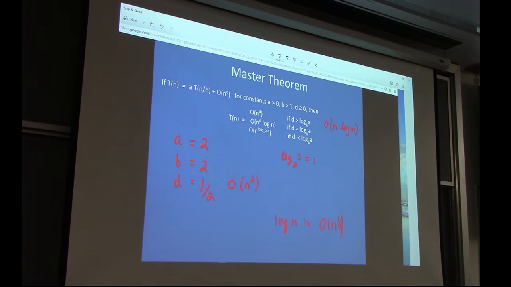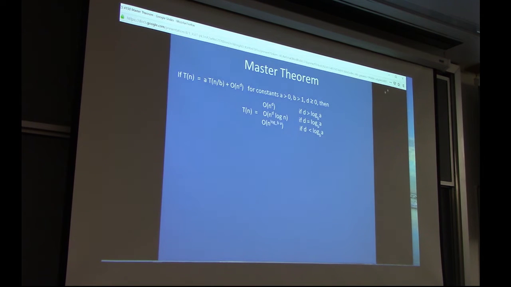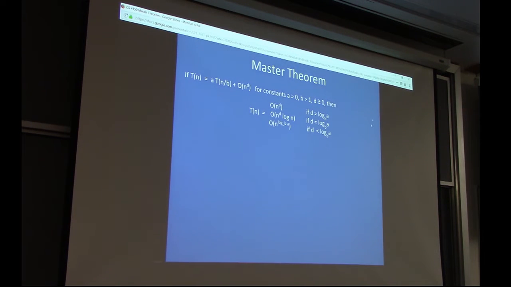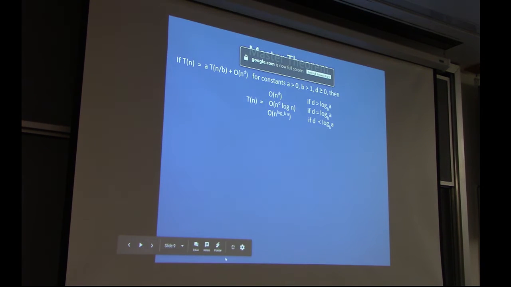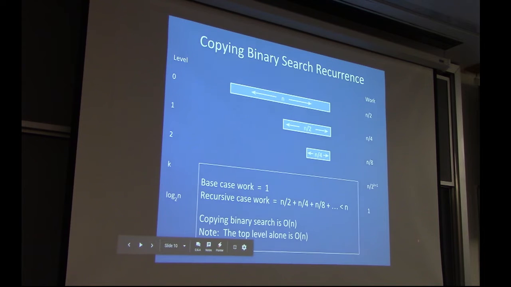Okay, let's think about this in a different way. Okay, so there's our master theorem. Now I just want to remind you, I didn't show you where the master theorem came from, but I'll remind you of the work that we did before.